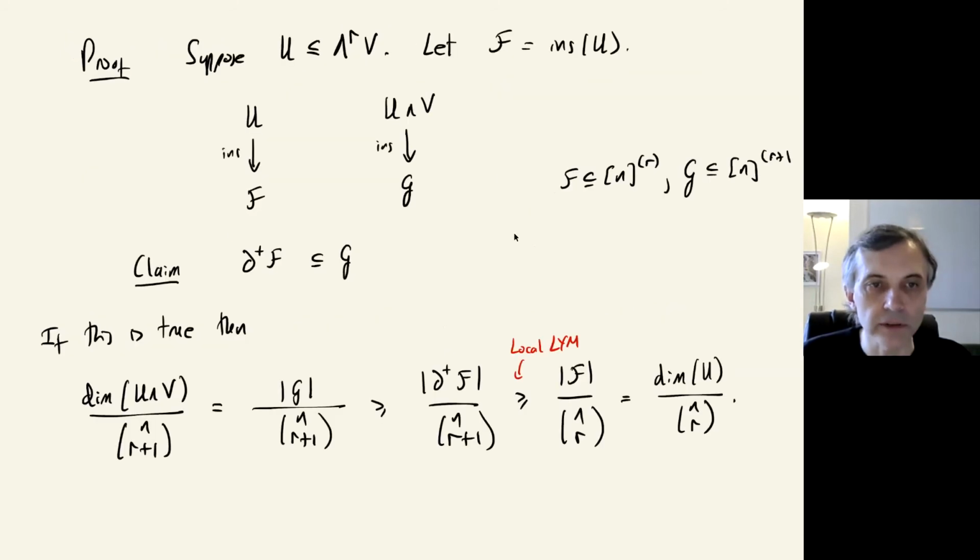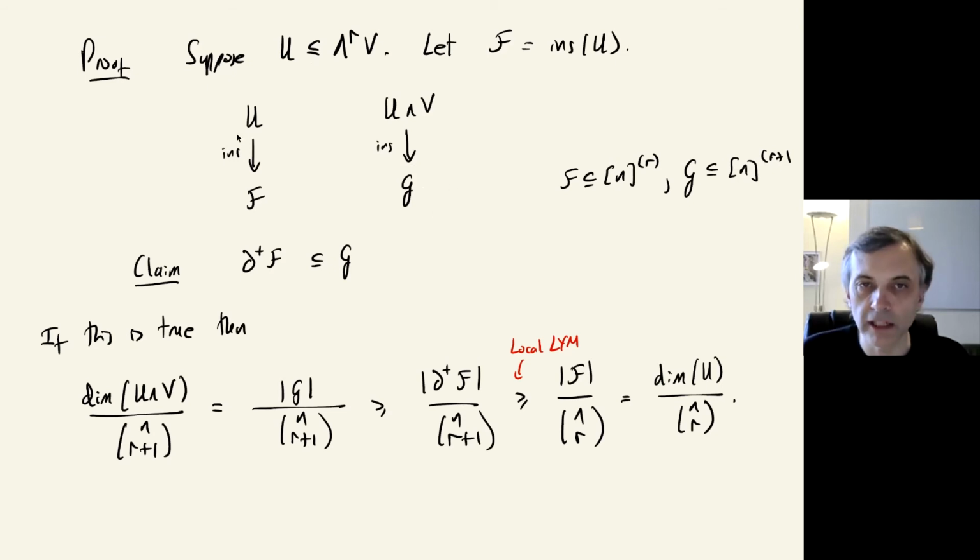But let me show you. So, okay, let's say we have a subspace U of the rth exterior power, and let F be the corresponding initial set. So U, using this initial set function, gives us our set system F. If I take U wedge V, I'll get some other set system G. So F is an r-uniform hypergraph, G is an (r+1)-uniform hypergraph.